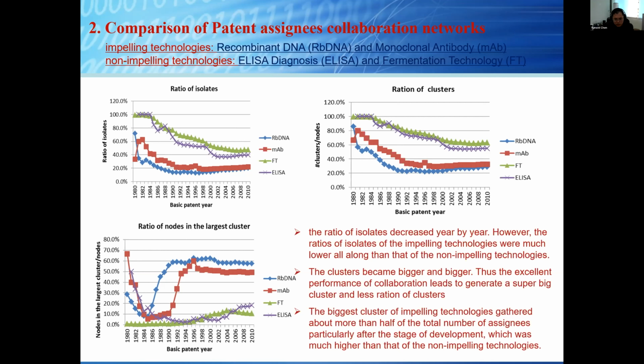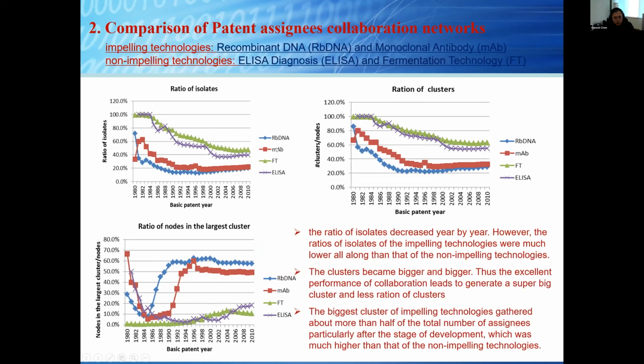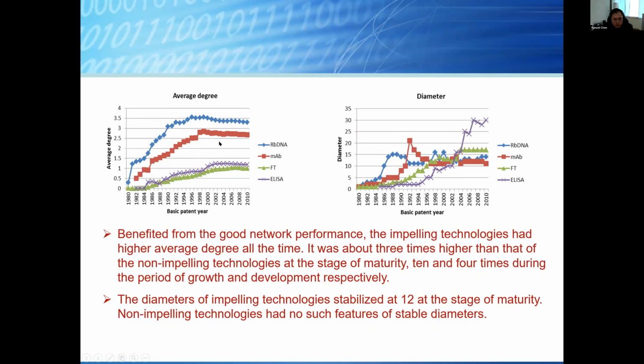Okay, this is just to show how we compare these two kinds of technology. These two are impelling technologies and these two are non-impelling technologies. But how do we use this? We also have the average degree and the diameter. It is also the same: the two impelling technologies have a much higher average degree.